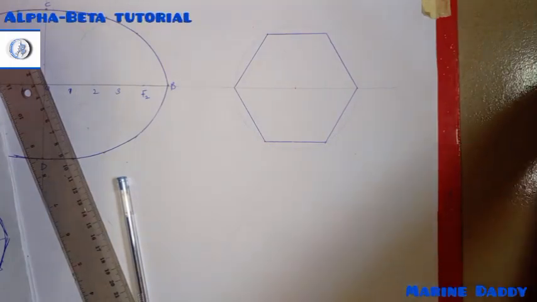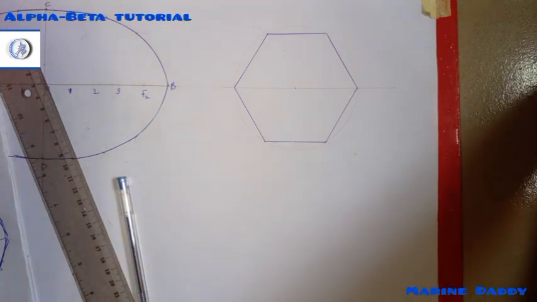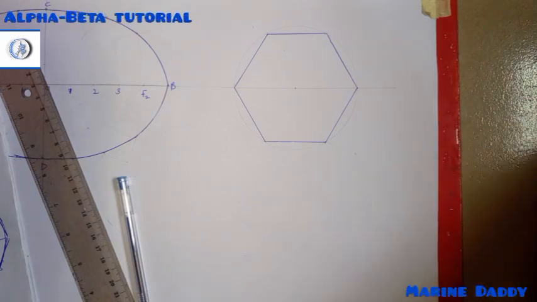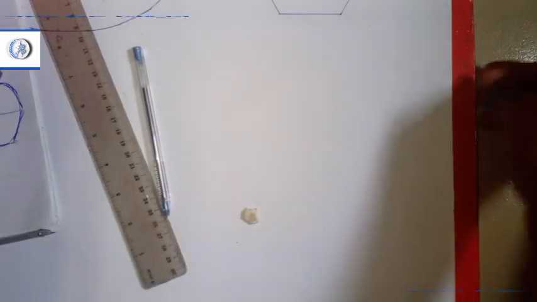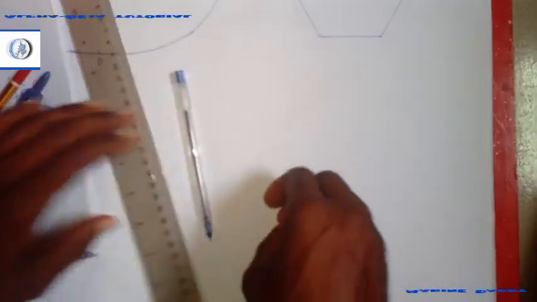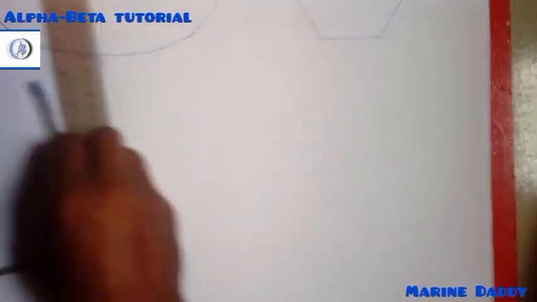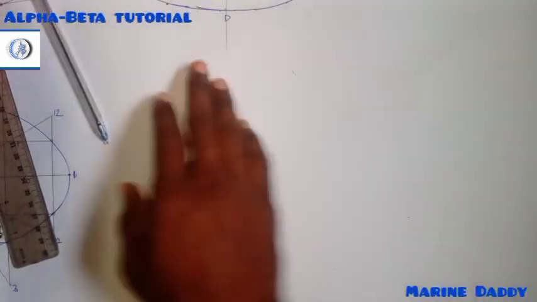So let's say you were asked to construct a polygon whose distance across flats is 8 centimeters. It's still simple, but this one requires a different approach, but like I said, it's still simple. So let's construct it at this part.